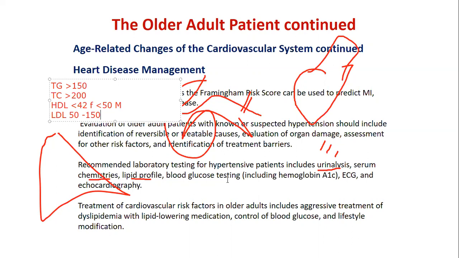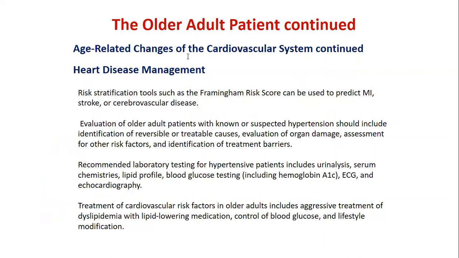Blood glucose testing includes hemoglobin A1C. Blood glucose can show your glucose condition, but confirmation is by hemoglobin A1C. EKG and echocardiography can also help you evaluate all kinds of heart diseases. If you evaluate the disease at a very early stage, it is easy to prevent.